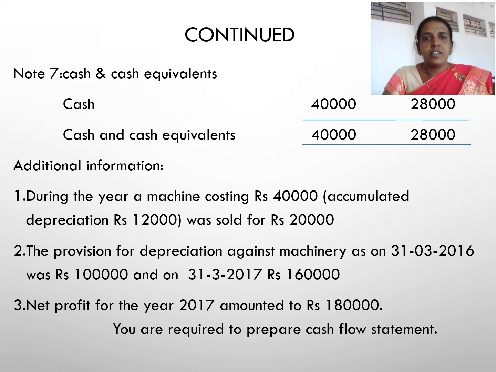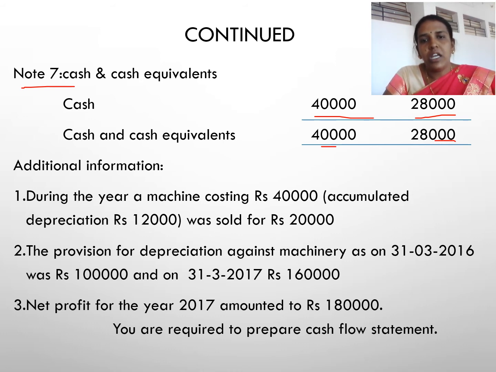Then next one is note number 7, that is cash and cash equivalent. In the year 2016, the cash is rupees 40,000, and there is a decrease in the cash to the extent of 12,000, and it is 28,000 in the year 2017. So cash and cash equivalent is 40,000 and 28,000. Additional information is provided in this problem. First, see the first point.